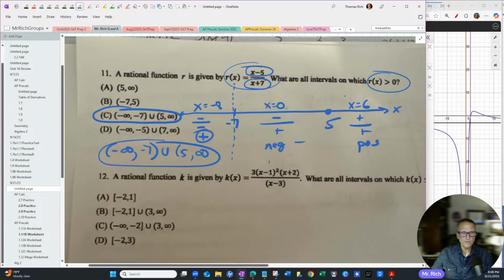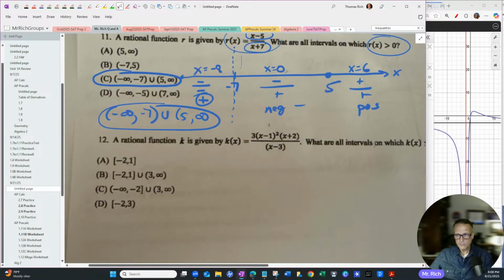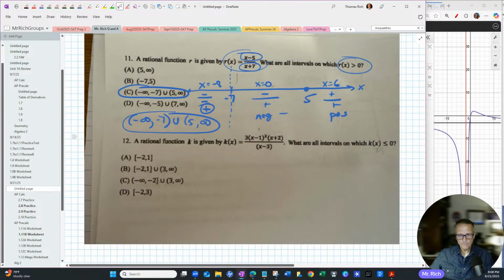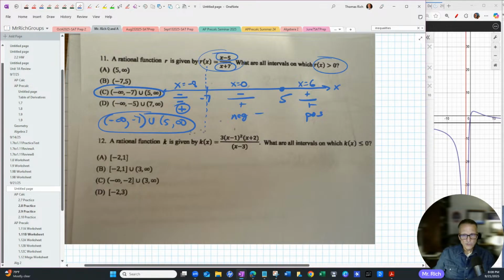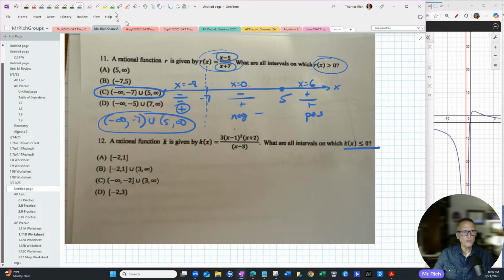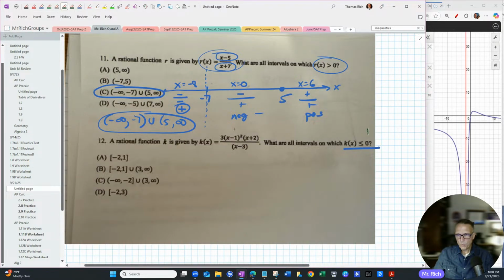So let's go down to number 12. Thanks, Corey, for sending that one in. This is another one that Corey sent in here. And this is also a rational function, and it wants to know when is the function k of x going to be less than or equal to 0, meaning when will it be at or below the x-axis.